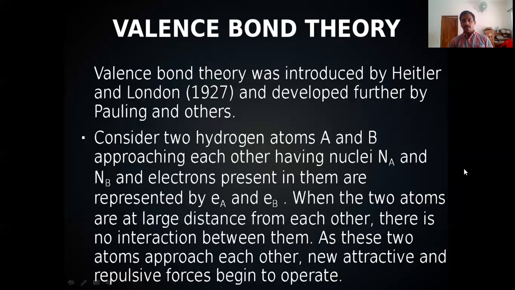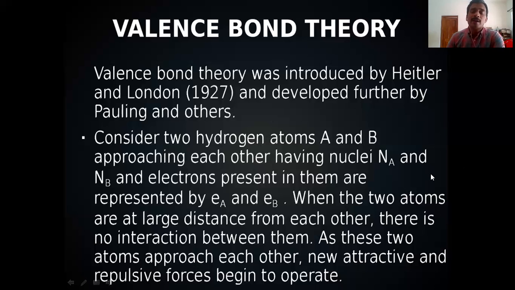Now, repulsive interactions also will develop. Which are the repulsive interactions? It is the repulsion between Na and Nb, the nuclei of A and B, and the repulsion between Ea and Eb, the electron of A and the electron of B. So as the atoms approach each other, the attractive forces will be more than the repulsive forces. Therefore, the system is going to a more and more stable situation, as indicated in this graph.